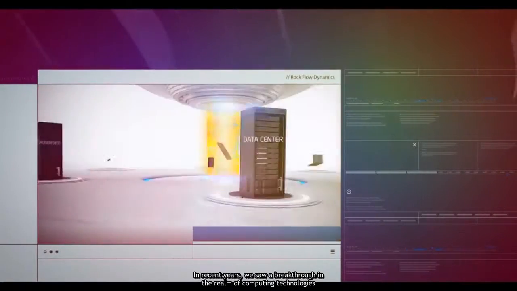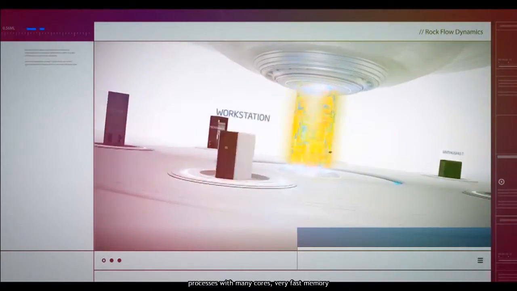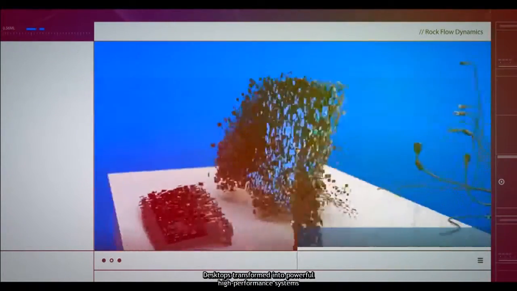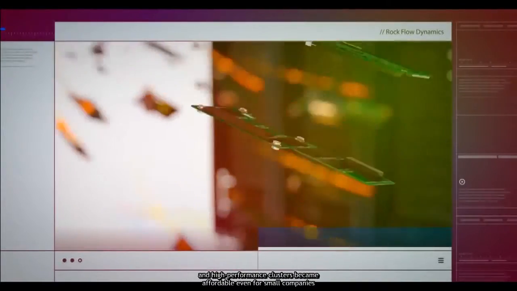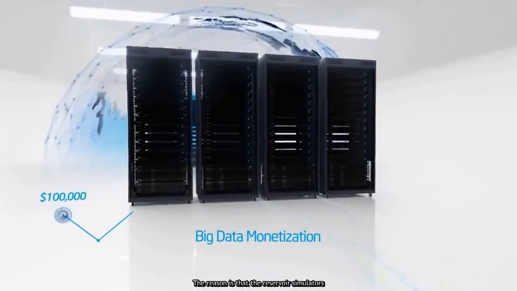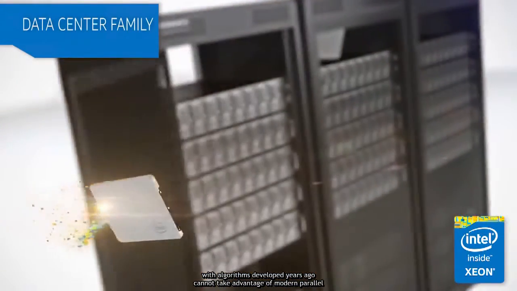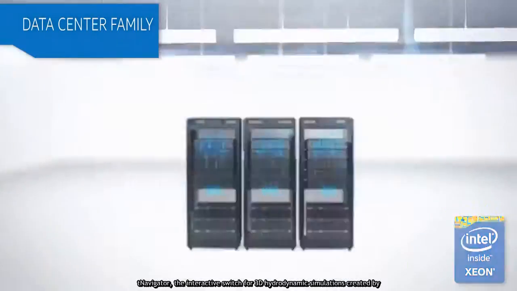In recent years, we saw a breakthrough in the realm of computing technologies. Processors with many cores, very fast memory, desktops transformed into powerful high-performance systems, and high-performance clusters became affordable even for small companies. However, in most cases, companies do not utilize supercomputers for reservoir modeling. The reason is that the reservoir simulators, with algorithms developed years ago, cannot take advantage of modern parallel computing.